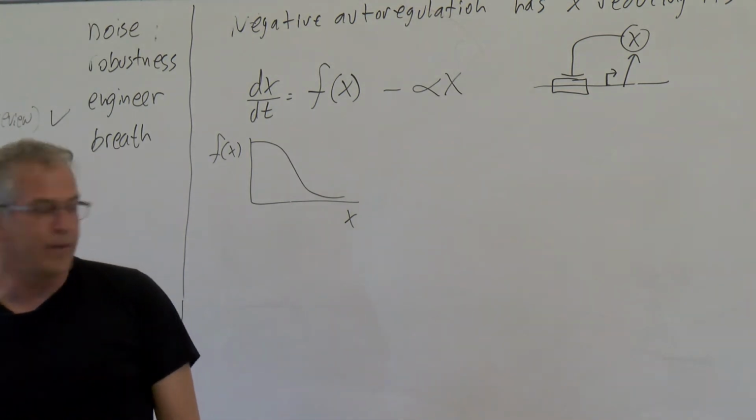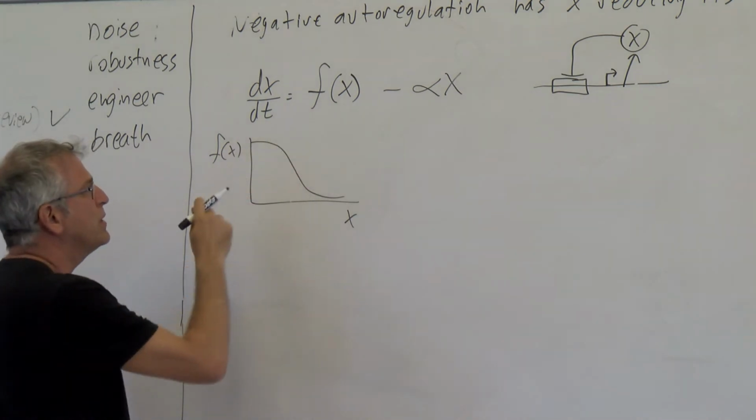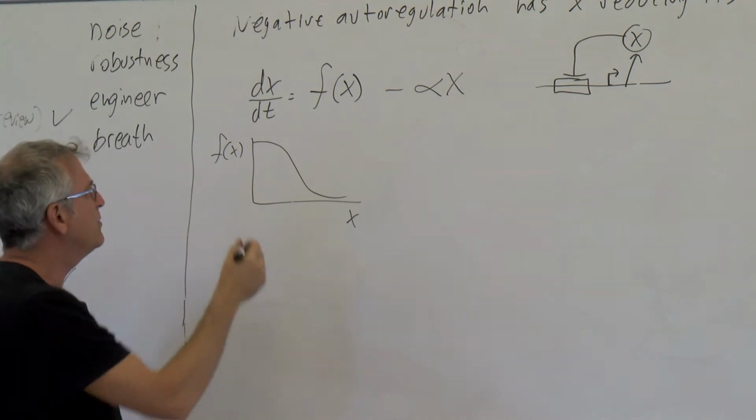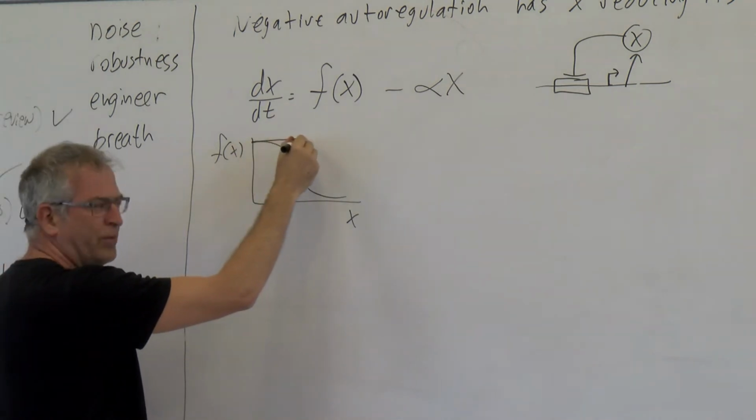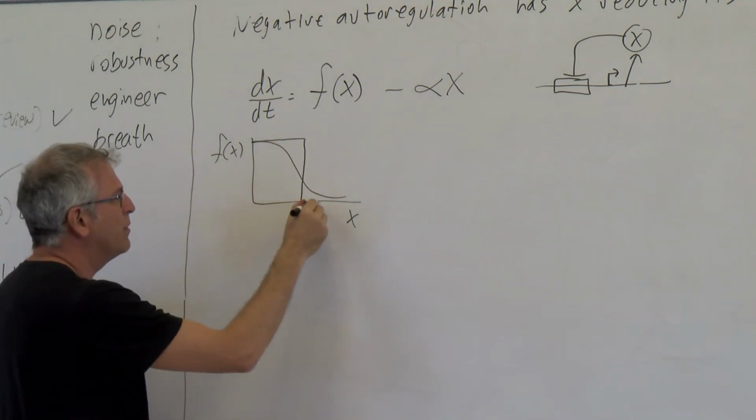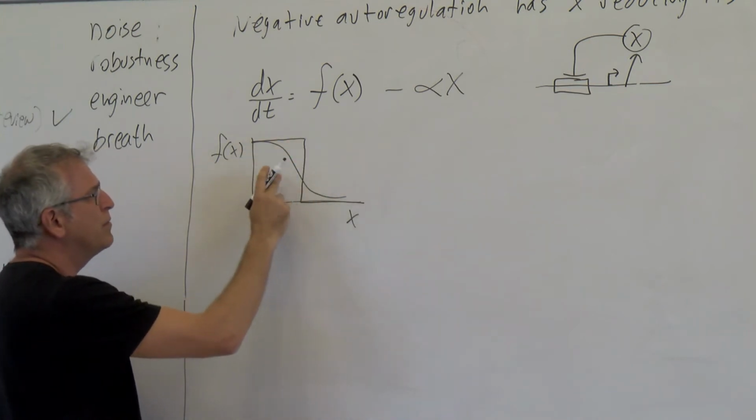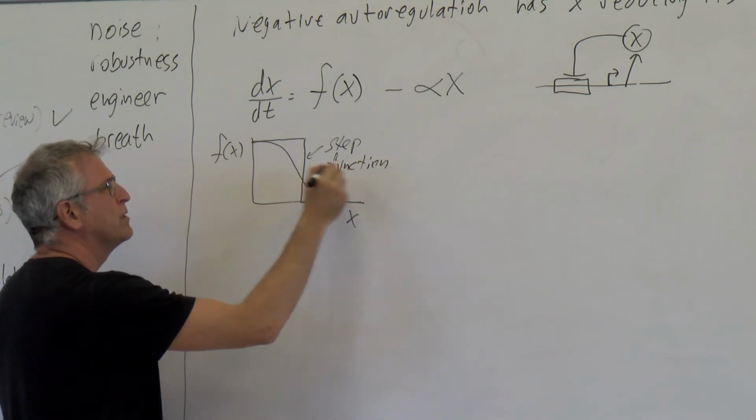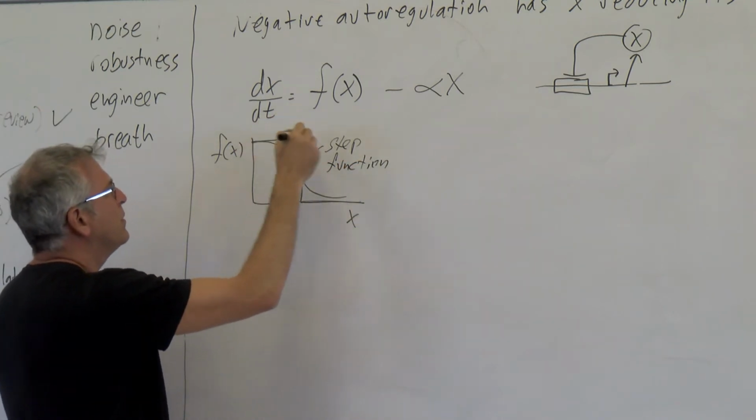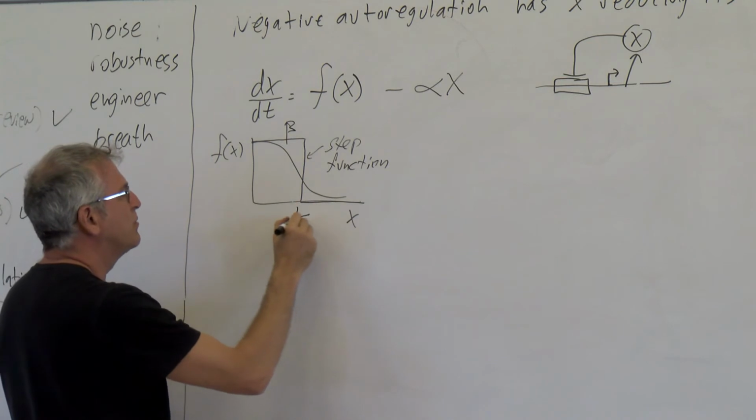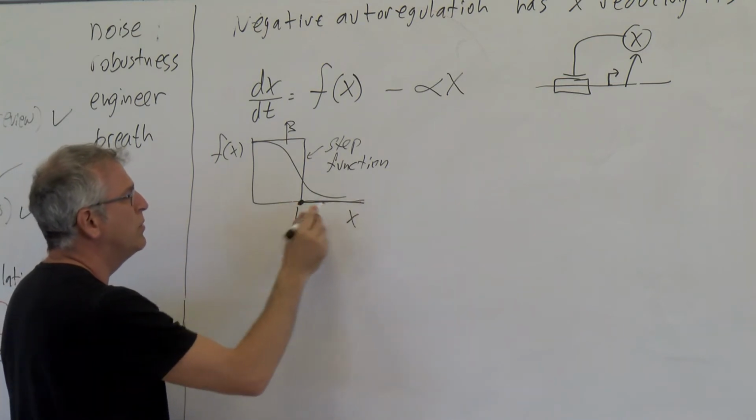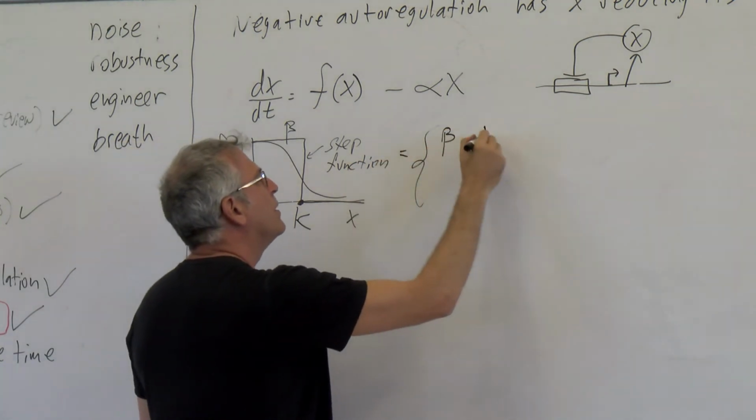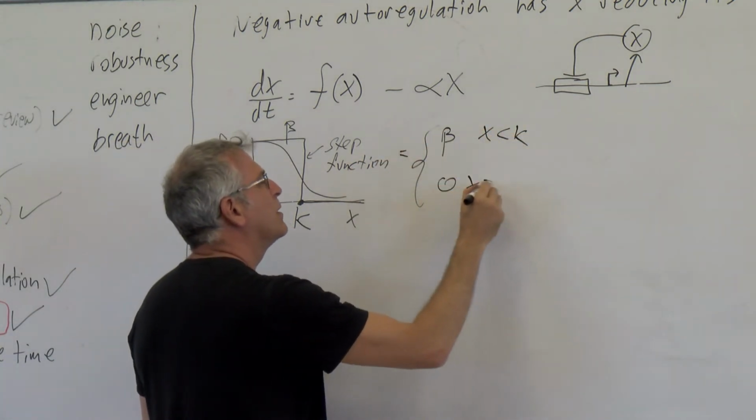Okay. So we need to solve this equation, and you can plug in different forms of f of x, but we're going to solve it now in two different ways, a graphic way and a mathematical way. I'm going to start with making this approximation a step function, which means very sharp regulation. So this means beta when x is less than some critical concentration k, and 0 when x is greater than k.